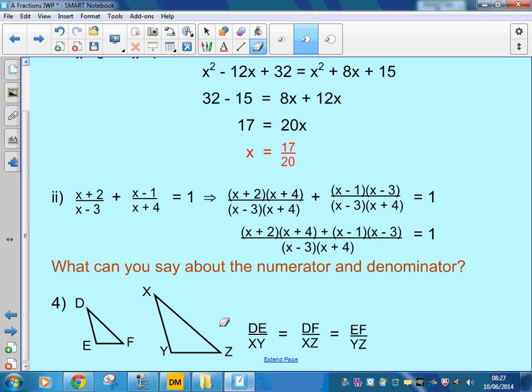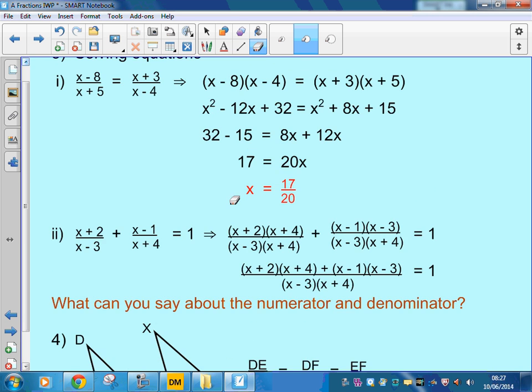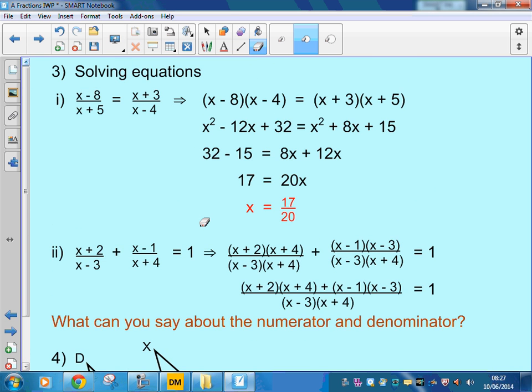So all you're going to have to do is you're going to need to sketch out the triangles, you're going to need to label them with the lengths that you're given in the question, and then you should be able to write down an equation where you've got two fractions equal to each other, then you solve it like this.